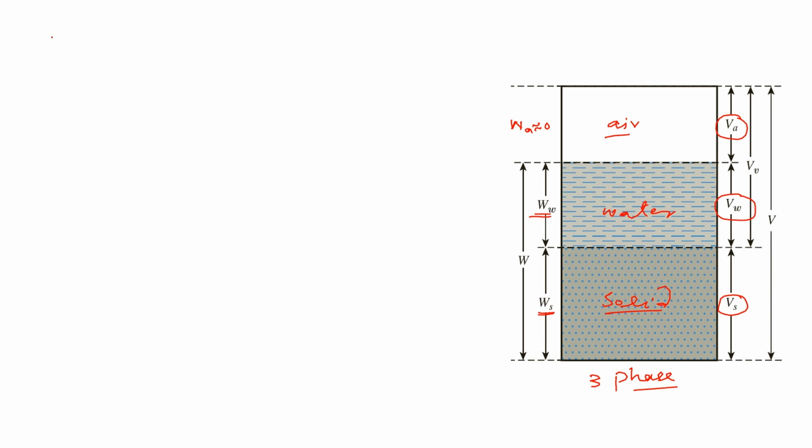So to start with the weights, Ws is the solids weight, Ww is the water weight, and W is the soil weight. So in volume we have five terms, that is total volume, voids volume, solid volume, water volume, and air volume. But in case of weight, we just have three terms: total weight, that is weight of the soil mass, weight of solids, and weight of water.